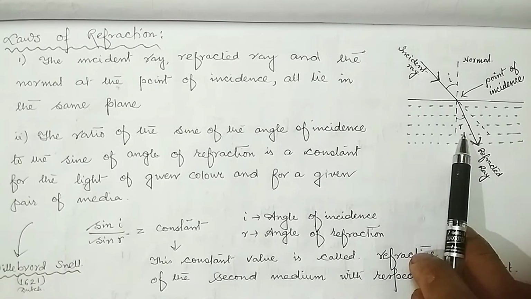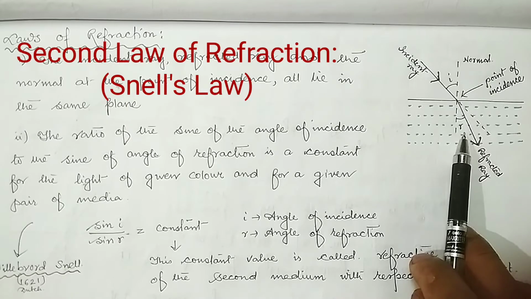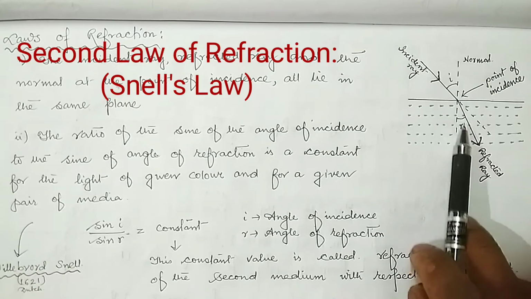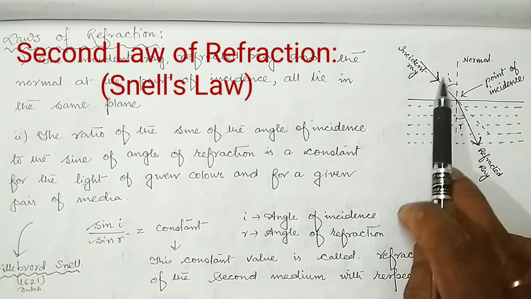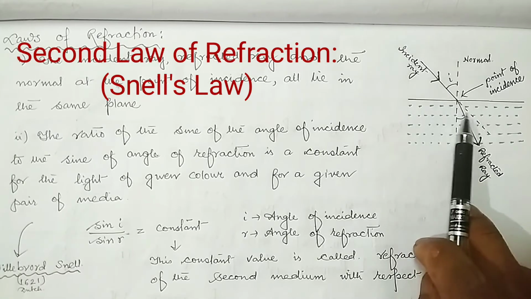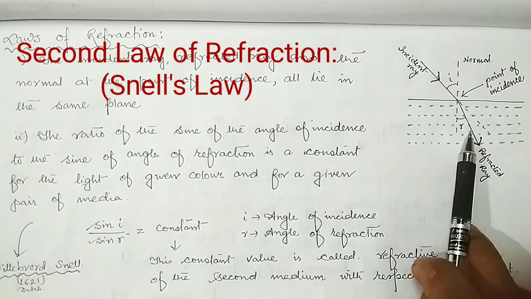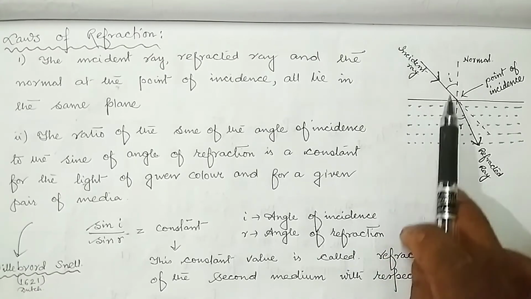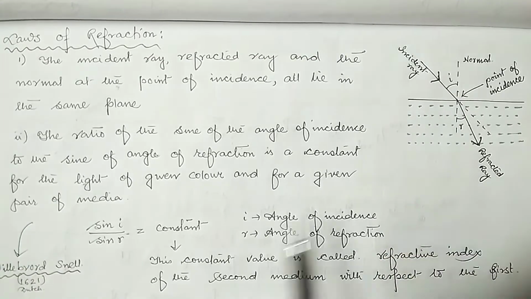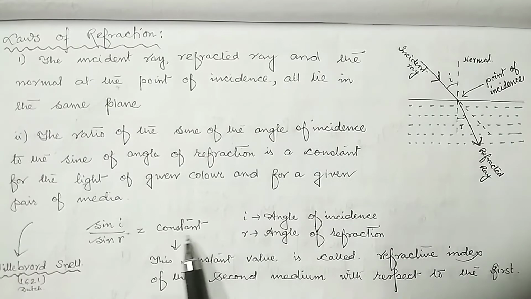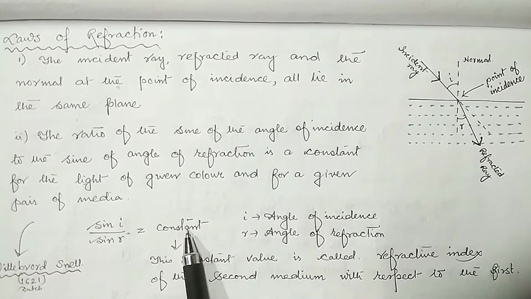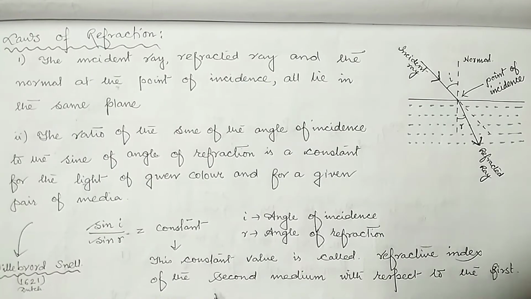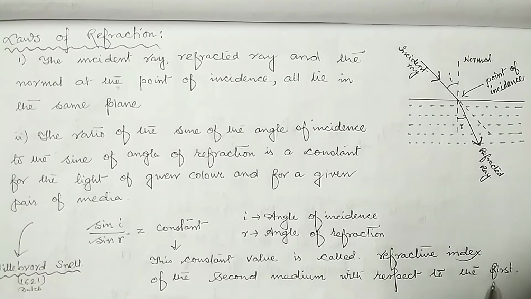According to the second law of refraction, which is also known as Snell's law, the ratio of the sine of the angle of incidence to the sine of the angle of refraction is a constant for light of a given color and for a given pair of media. So sin i by sin r, if I divide, I am going to get a fixed value, and that value is known as the refractive index of the second medium with respect to the first medium.